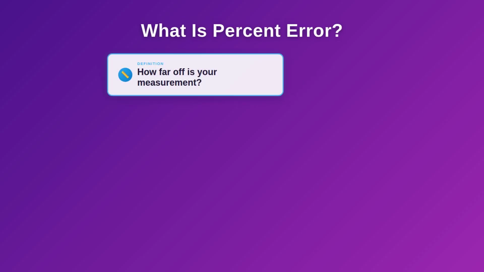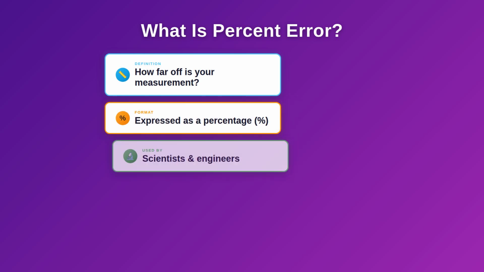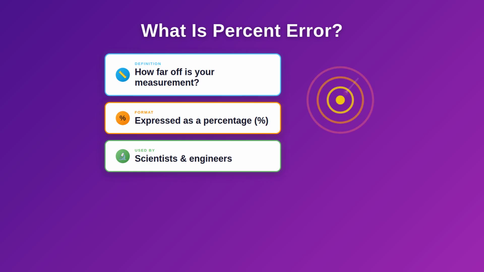So, what exactly is percent error? It's a way to measure how far off your answer is from the correct answer, expressed as a percentage. Scientists, engineers, and mathematicians use it all the time. Think about it. If you're baking and you need exactly 1 cup of sugar, but you add a tiny bit more, is that a big deal? Percent error helps us answer questions like that. It tells us not just that we were wrong, but how wrong in a way everyone can understand.